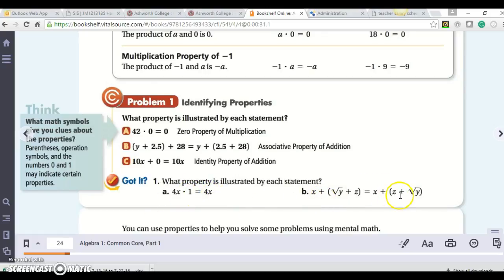Here my grouping has changed, and with the parentheses, I'm doing addition. So that's the associative property of addition.